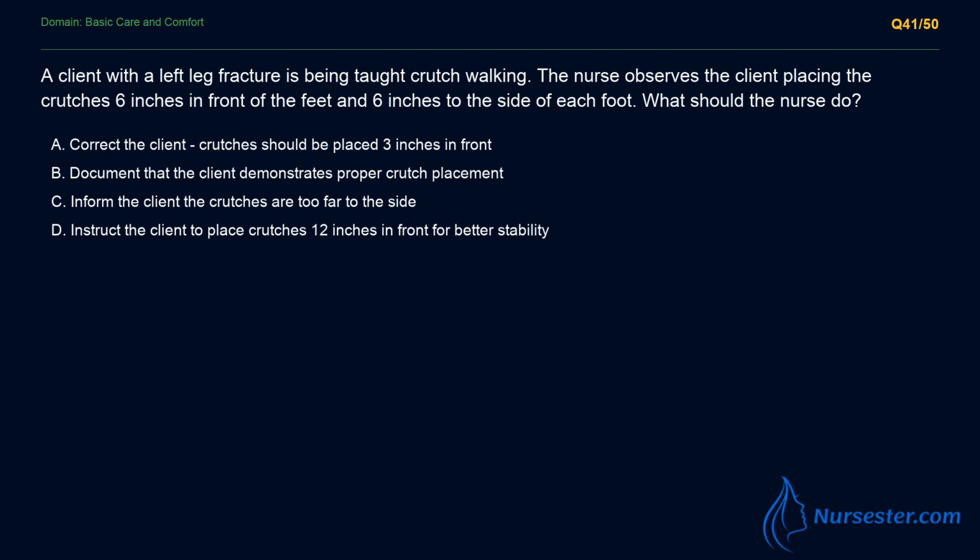Option A. Correct the client. Crutches should be placed 3 inches in front. Option B. Document that the client demonstrates proper crutch placement. Option C. Inform the client the crutches are too far to the side. Option D. Instruct the client to place crutches 12 inches in front for better stability.